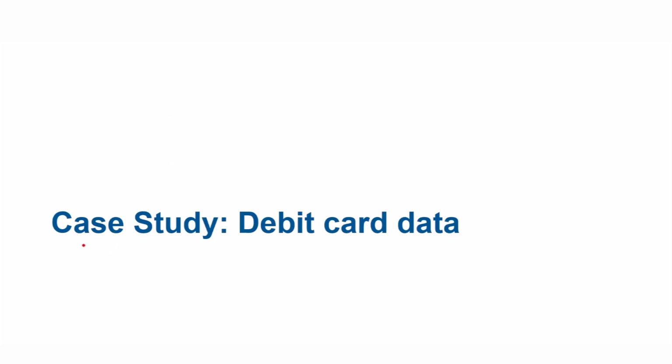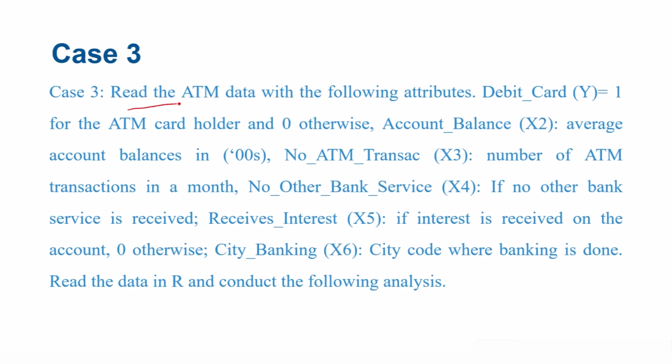In this video, we'll start a third case study with the debit card data. To begin with, we'll read the ATM data with the following attributes. Variable y equals 1 if it is a debit card ATM card holder, 0 otherwise. Account balance variable x2, which is average account balances in hundreds. Number of ATM transactions in a month.